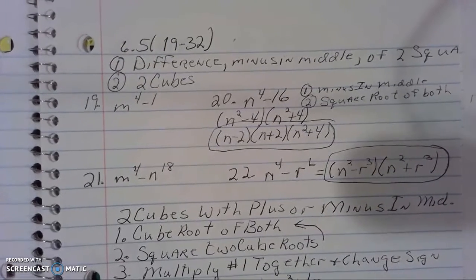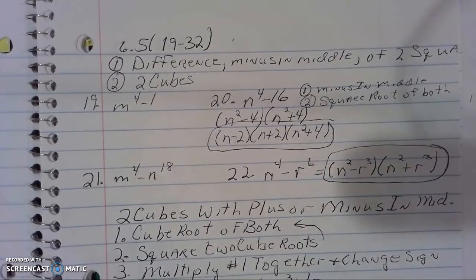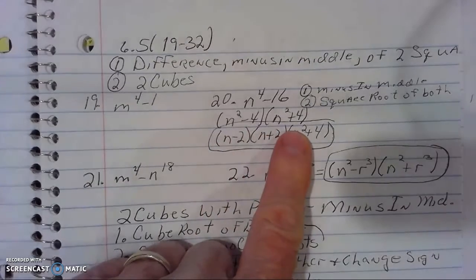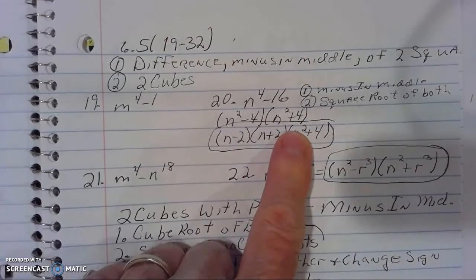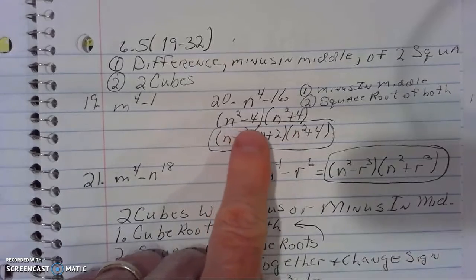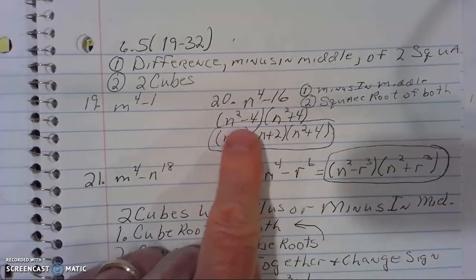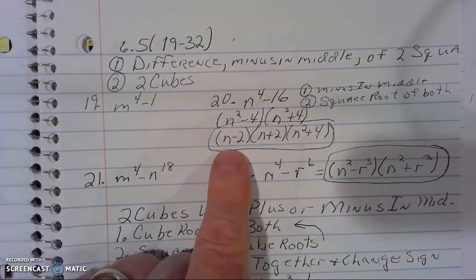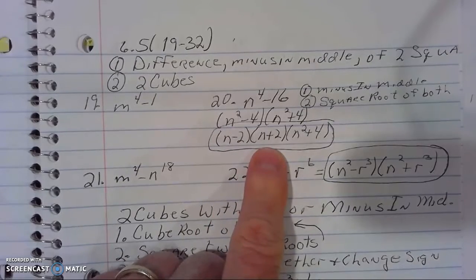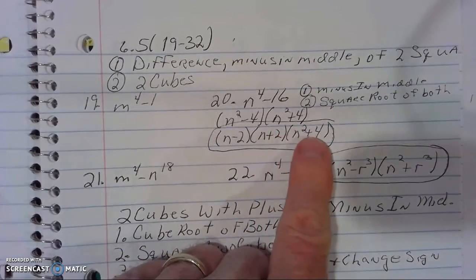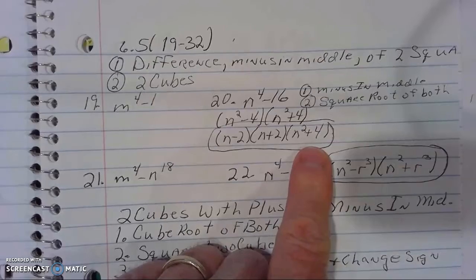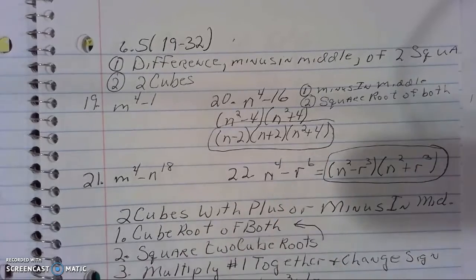Number 20, n to the 4th minus 16. Well, we can take the square root of both of those, and we've got a minus sign in the middle. So n squared minus 4, n squared plus 4 is how you factor the difference of 2 squares. Then look at the first one. It's 2 squares also with a minus in the middle. So n minus 2, n plus 2. But not n squared plus 4. It's 2 squares, true, but it has to have a minus in the middle. Okay, that is number 20.